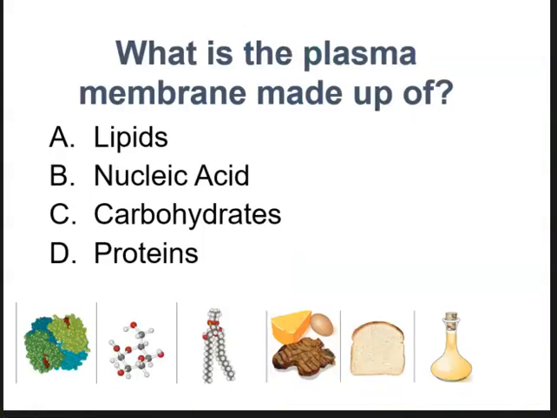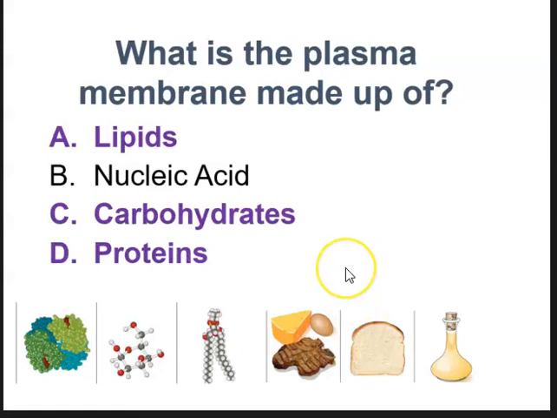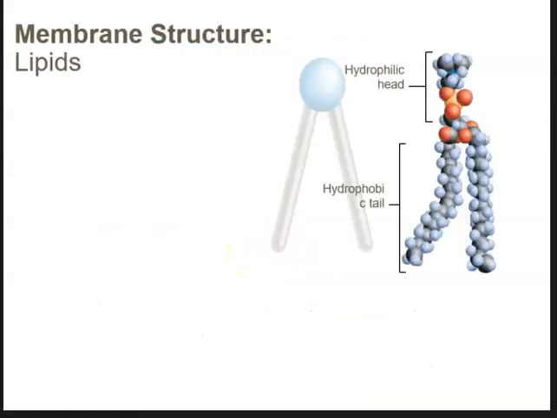So what is the plasma membrane made up of? We talked about the 4 macromolecules earlier, and we know that we have lipids, nucleic acids, carbohydrates, and proteins, and we also know their basic components or monomers. So what is the plasma membrane made of? Well, we talked about a specific type of lipid, which were phospholipids, but we know that there are also carbohydrates and proteins that help make up the plasma membrane. So the lipid component of the membrane structure includes phospholipids.